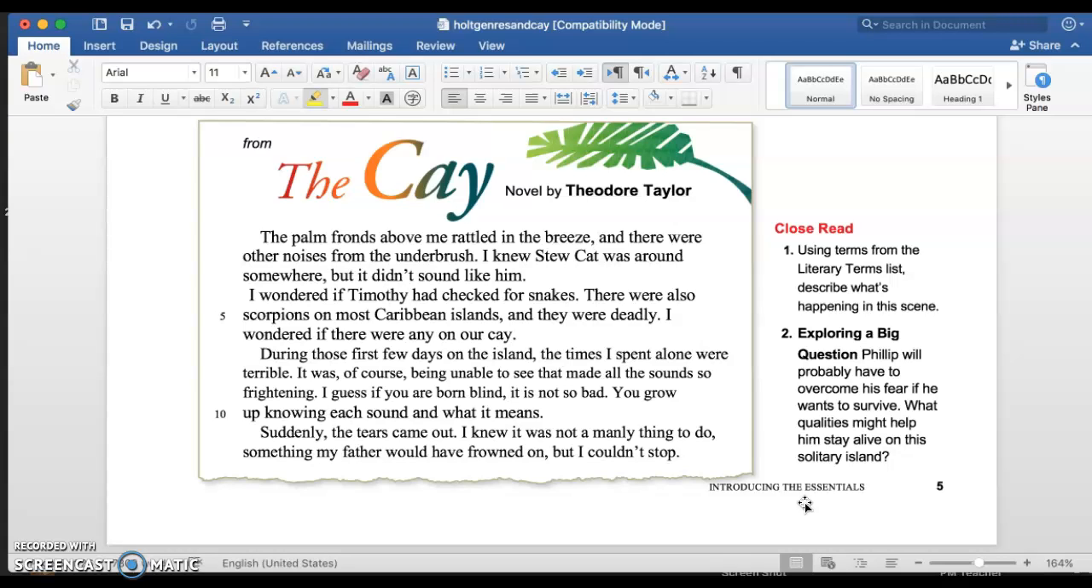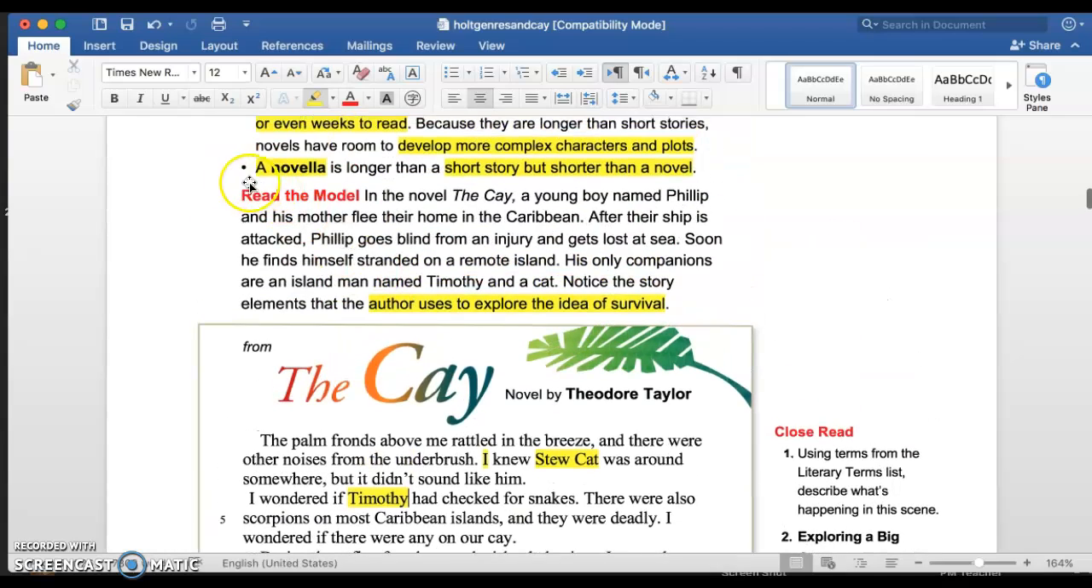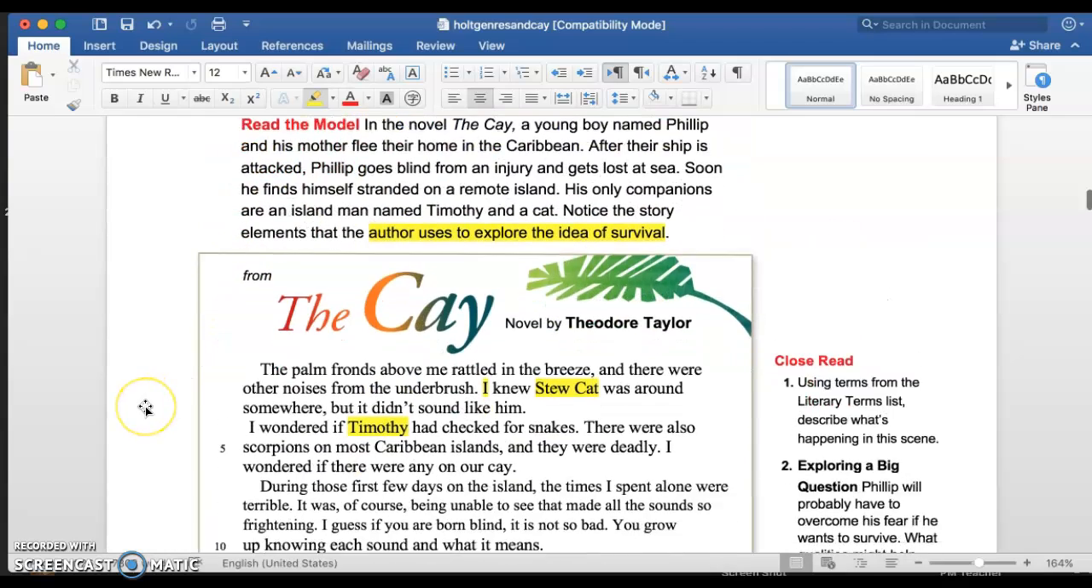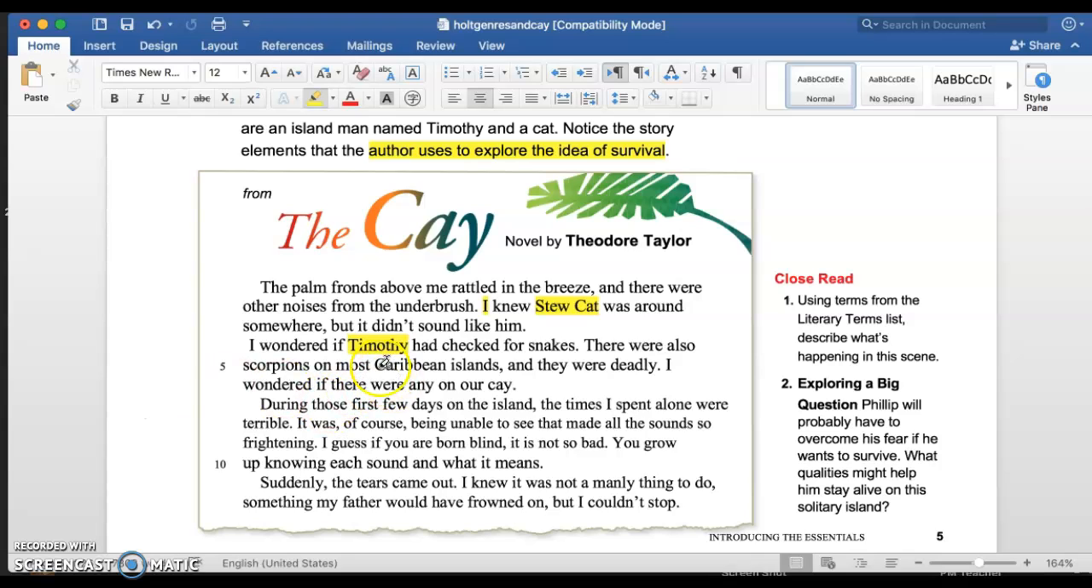So we're going to go back and we're going to identify our characters. I know I is a character because that's who's telling the story. Stew Cat must be the cat. And we have Timothy. Now we know who Timothy and Stew Cat are because of our excerpt up here telling us what the story is about. We know we're in the Caribbean on a cay, which is just a mini island. So our setting is on a cay, one of the islands in the Caribbean.